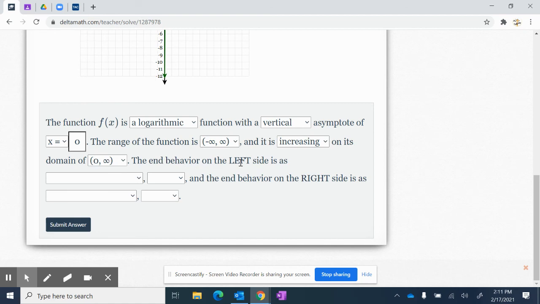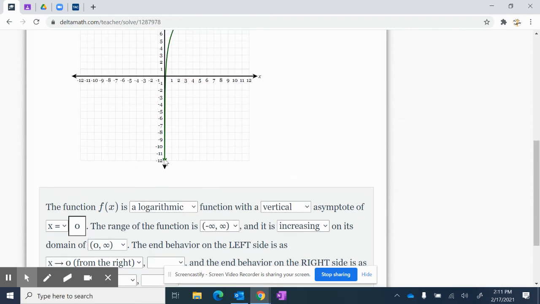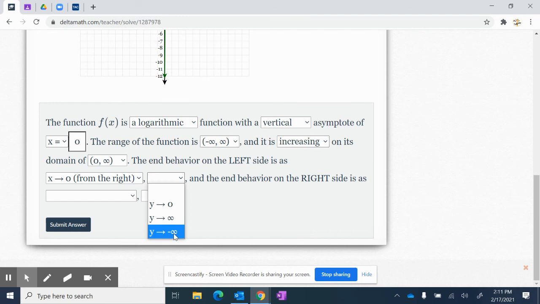The end behavior on the left side is, as x goes to the asymptote, what's happening to y. So if I look at the left side arrow right here, it's kind of hard to see because it lines up with the axis, but that left arrow is pointing down. So it's going to go down forever, which is towards negative infinity.